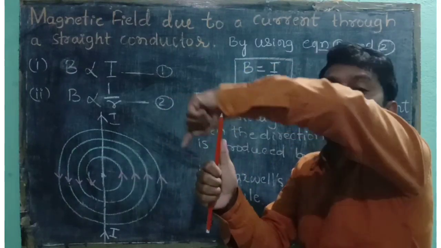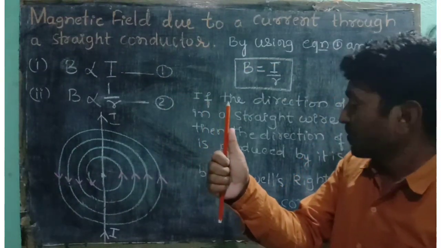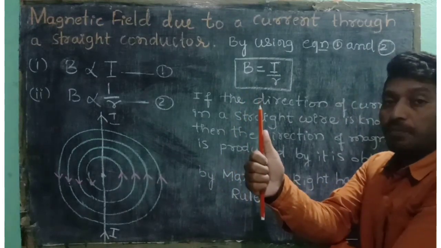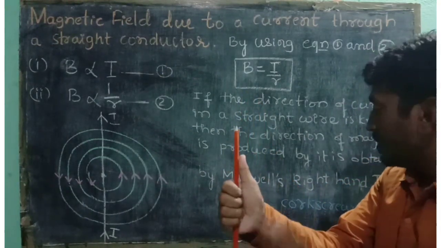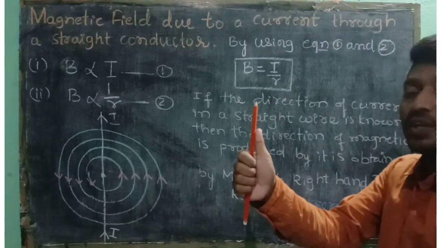So this is called Maxwell's right hand thumb rule. This is also known as Maxwell's corkscrew rule.